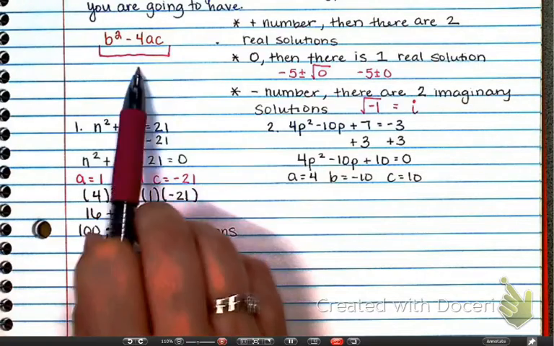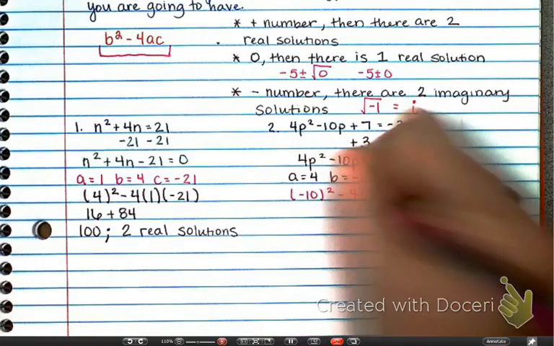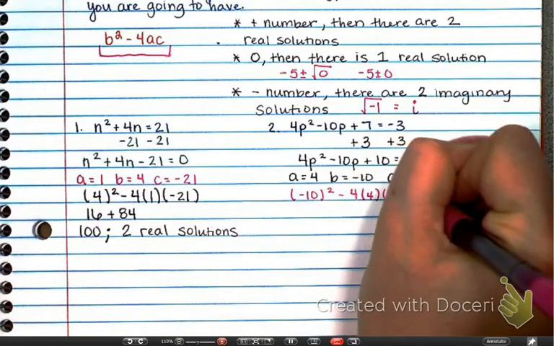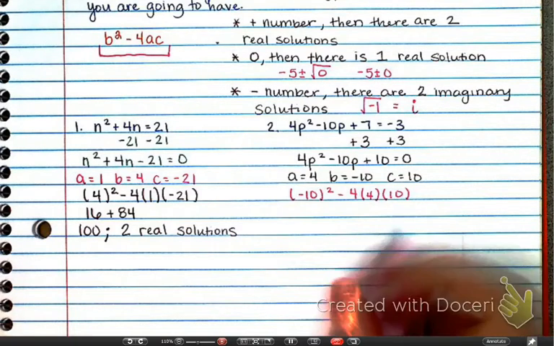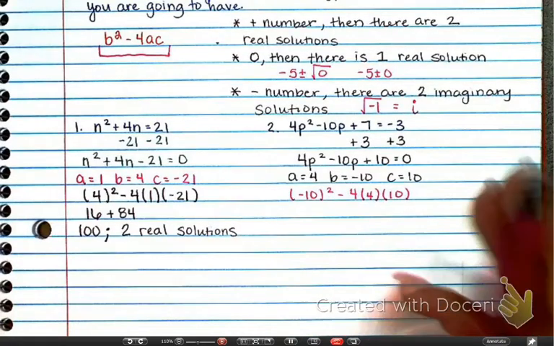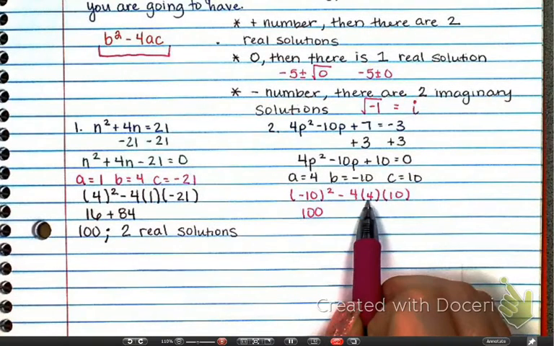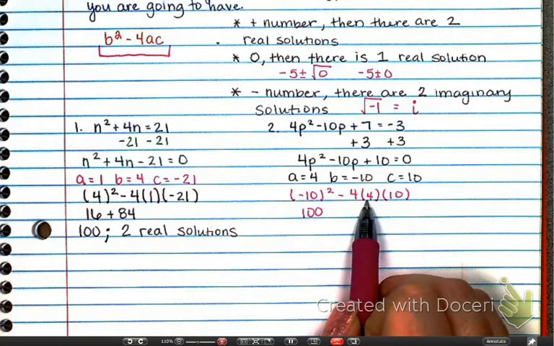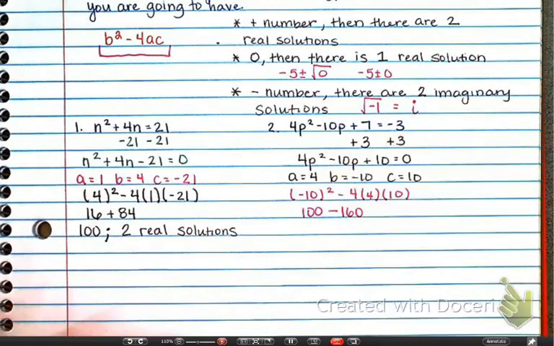Okay, we're plugging it into the discriminant. So negative 10 squared minus 4 times A times C. Your positives and negatives are extremely important as you move through this, and they have been as we've used the quadratic formula in general. Remember, I'm putting my B in parentheses because if it's positive or negative, I'm squaring it. So negative 10 squared is positive 100. Negative 4 times 4 is negative 16. Negative 16 times 10 is a negative 160.